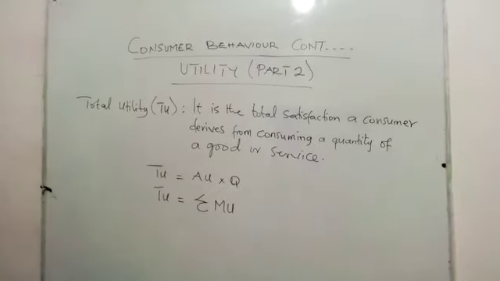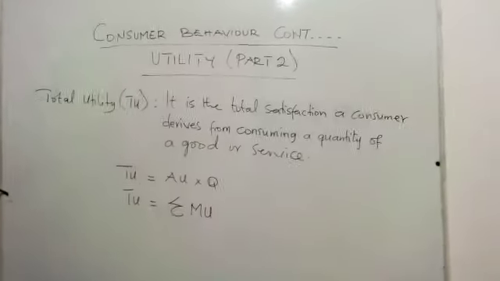Today, we want to look at utility part 2. In the previous video, we looked at utility part 1, which covered the definition of utility and the characteristics. Today, in part 2, we are going to define some concepts: total utility, marginal utility, average utility, and also look at how to apply them to solve questions. Is that clear? Okay. So you have consumer behavior with continuation, utility part 2.